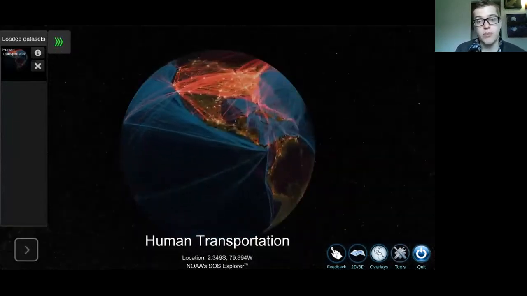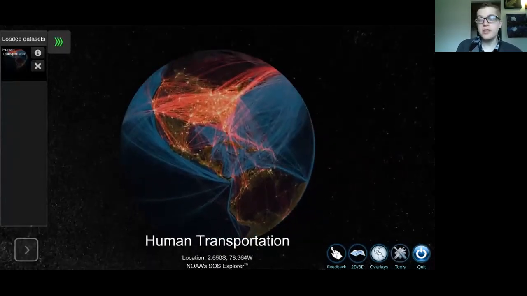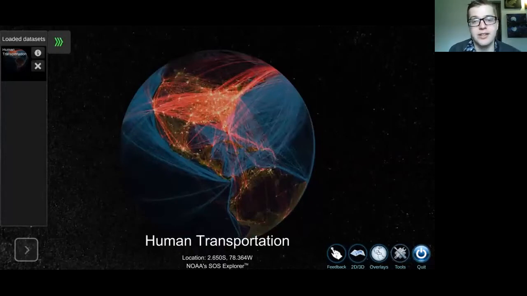The red lines represent plane routes. You might be thinking, oh, this is plane routes over the course of a year. That makes sense. These red lines actually are representing the plane routes that occur over the course of one day. So if you can imagine, it's this times 365 to get the plane routes for a year. There are constantly planes moving all over the Earth all of the time.